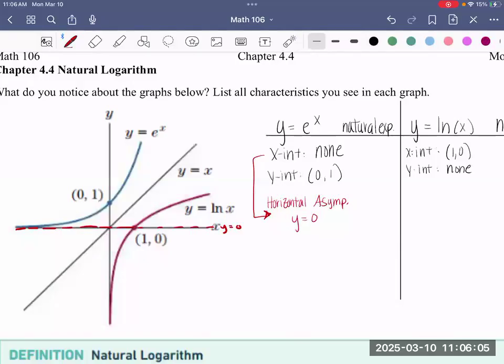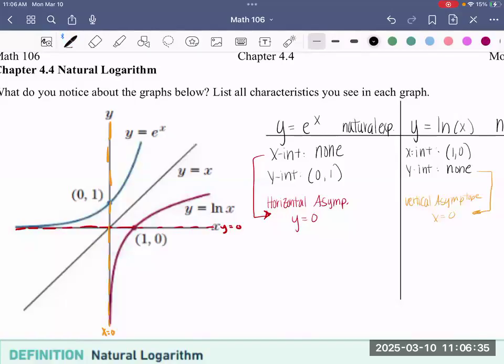If we look at your natural log, we don't have a y-intercept because we have another asymptote. This is when x is equal to 0. So we have x equals 0, and this is your vertical asymptote. And that is why we do not have a y-intercept.